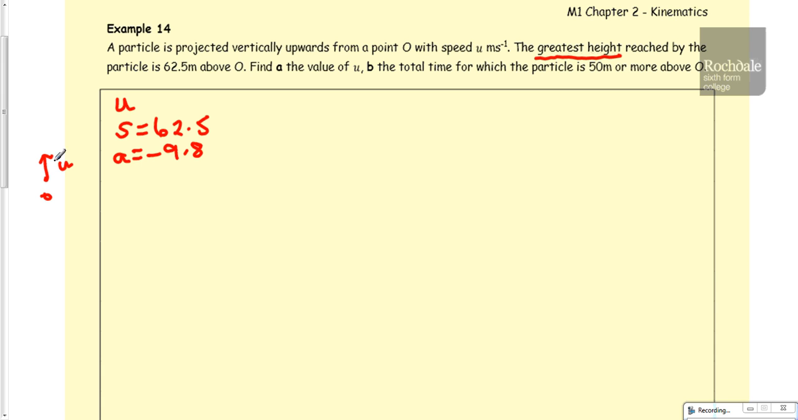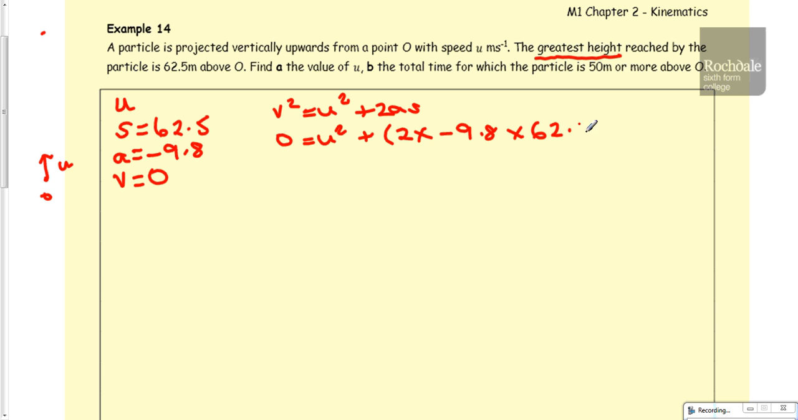Now remember what happens when something reaches its maximum height. Not only do we know that that's 62.5 meters, but we also know that at that instant, the particle will come instantaneously to rest. In other words, at that instant in time, its velocity is 0. So using this information, again, choose your identity. v squared equals u squared plus 2as. v is 0. Use the thing we want to know, 2 times a times s.